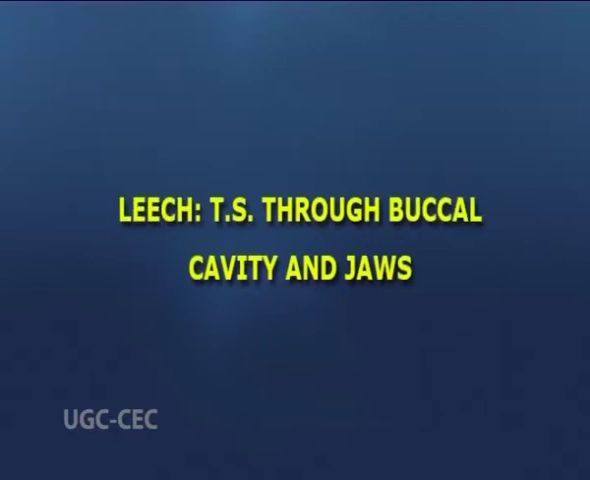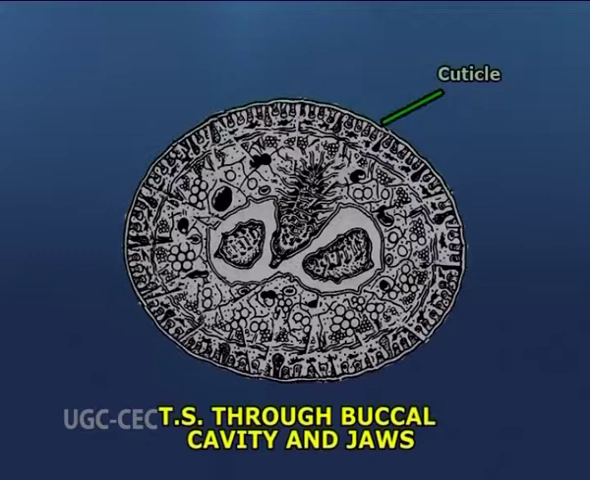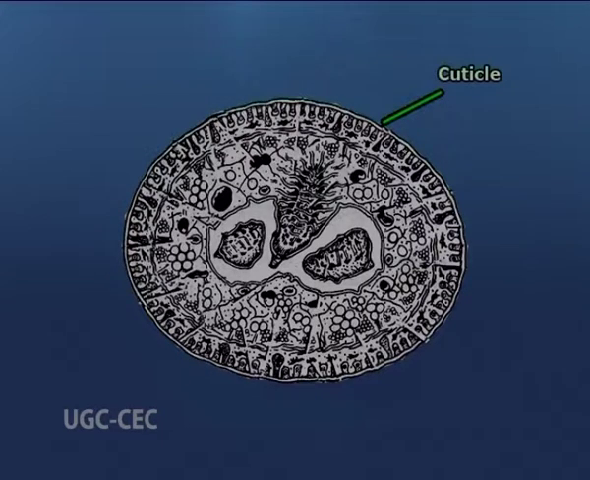In all transverse sections, the leech body wall is composed of thick cuticle, epidermis, dermis, muscle layers and botryoidal tissue. First we will see the transverse section through buccal cavity and jaws. This section includes 3 jaws embedded in the buccal chamber. Cuticle is delicate, colorless and transparent, forming a protective covering.